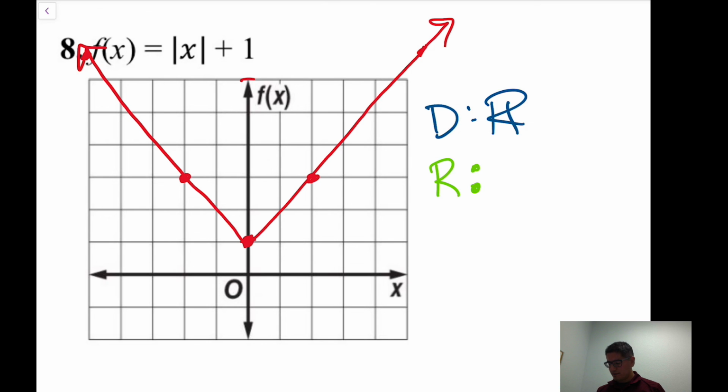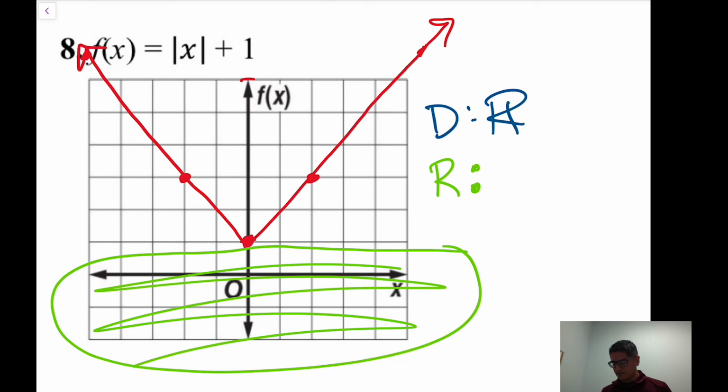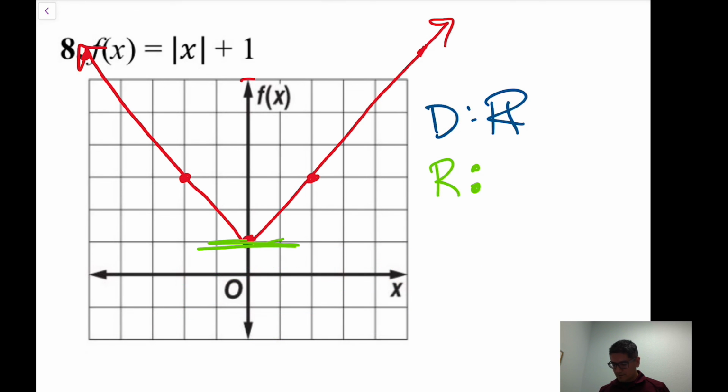My range, again, the question I have to ask myself, as I look at my graph, I get a visual of it. I notice that there is nothing here. The function does not exist below this number right here. Here, this is 1. So my range, my y values don't begin existing until I reach 1.